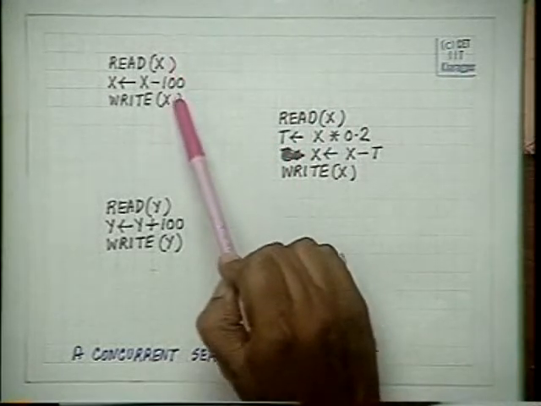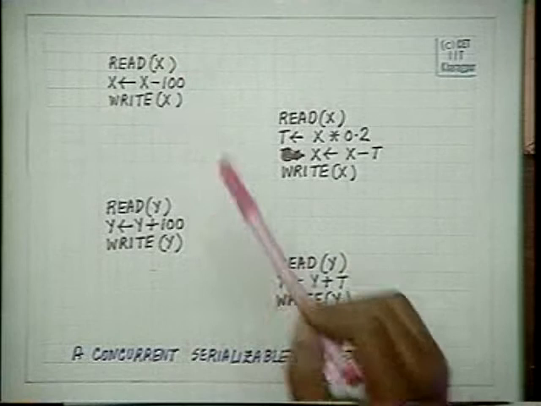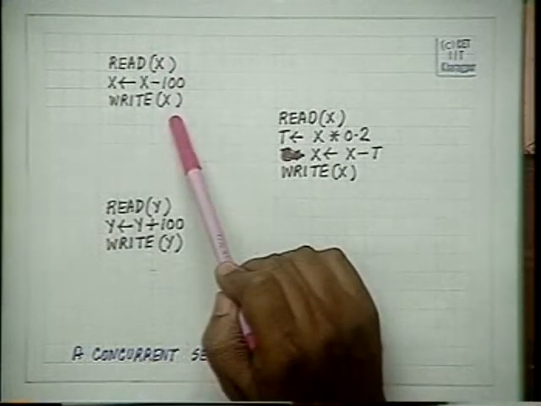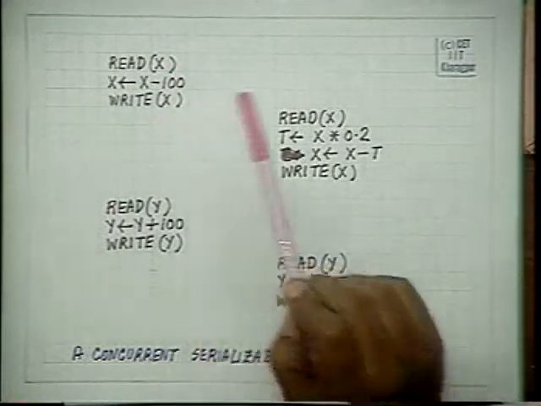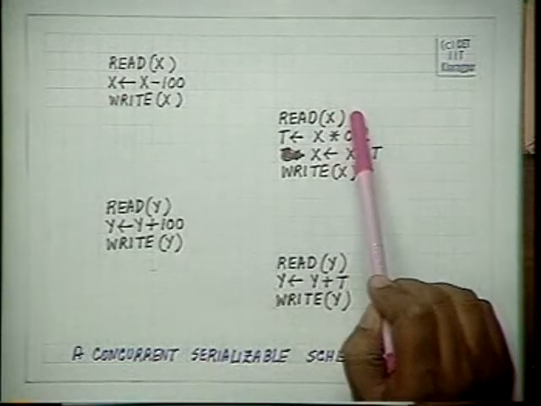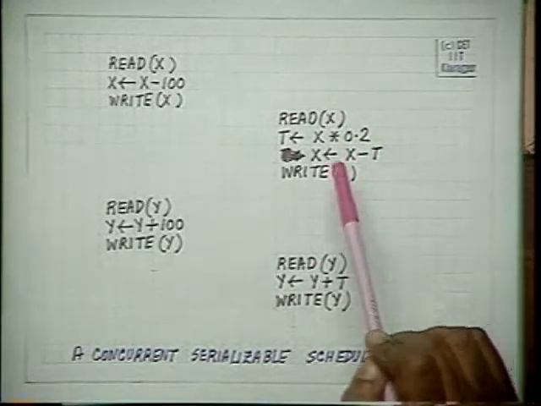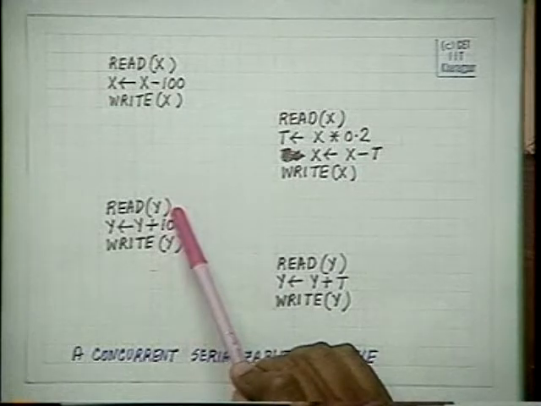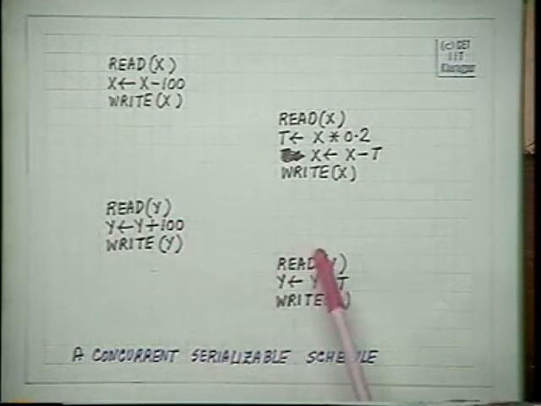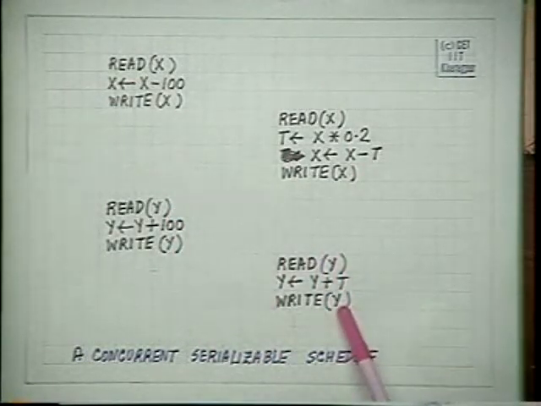So first we have these three statements executed of transaction T1. Then the transfer of control goes to T2, which executes these 4. Then the transfer of control comes back to T1, which executes these 3, and then the transfer of control comes back to T2, which executes these 3.